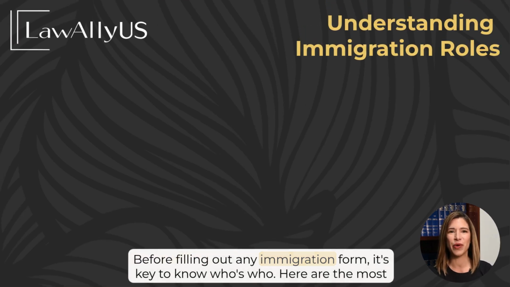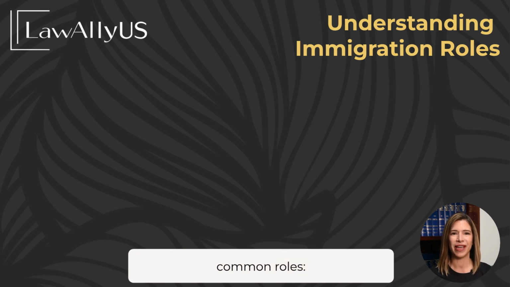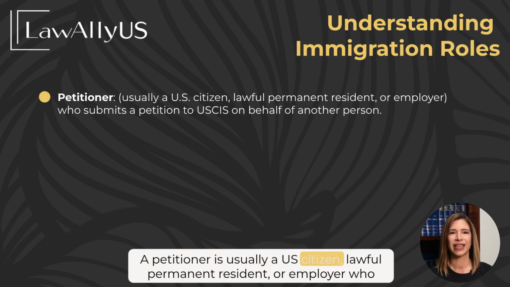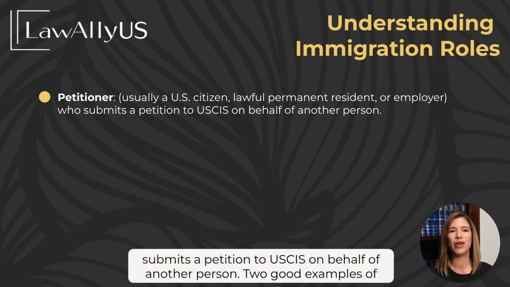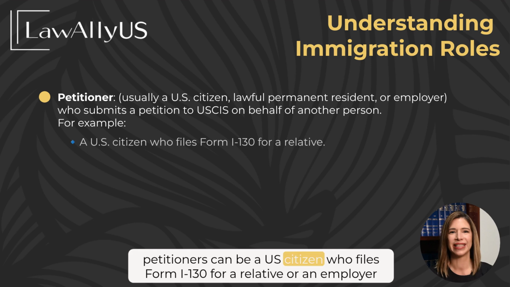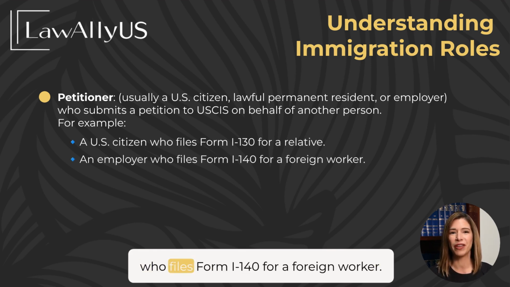Before filling out any immigration form, it's key to know who's who. Here are the most common roles. A petitioner is usually a U.S. citizen, lawful permanent resident, or employer who submits a petition to USCIS on behalf of another person. Two good examples of petitioners can be a U.S. citizen who files Form I-130 for a relative or an employer who files Form I-140 for a foreign worker.